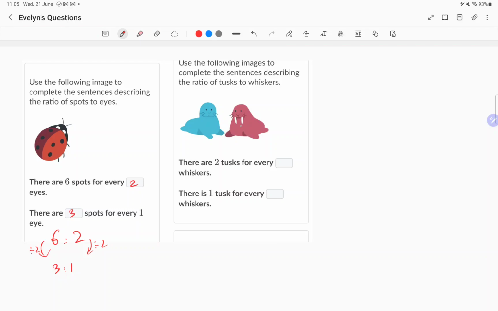So same here, how many whiskers here? 2 tusks for every 1, 2, 3, 4. 4 whiskers. And so the ratio is 2 to 4. Right, and you want 1 tusk, so 1 is to 2. Yeah, so you divide both sides by 2 here to get the equivalent ratio.